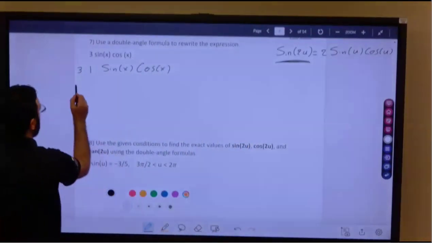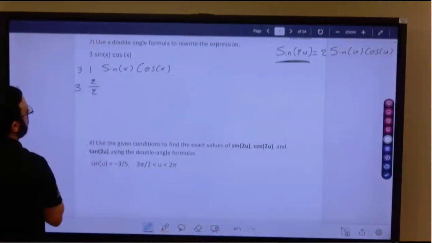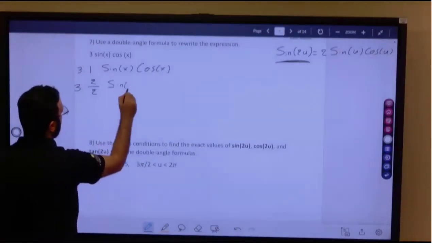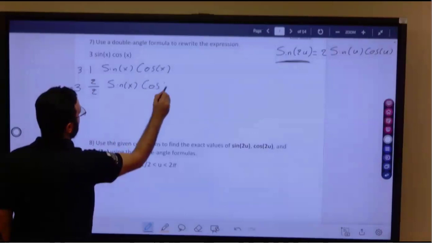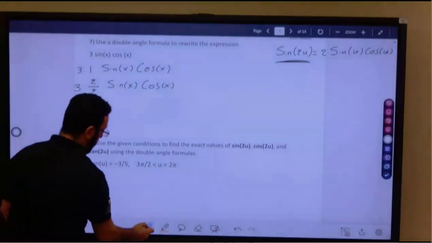I can say it's 3 times 2 divided by 2, because 2 divided by 2 is going to be 1. Here's sine x, cosine x. Let's check what we do next. Yes, I have 2 divided by 2.